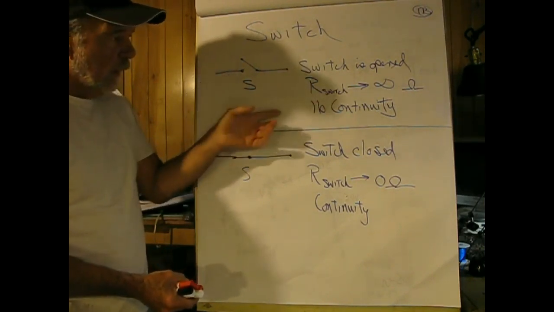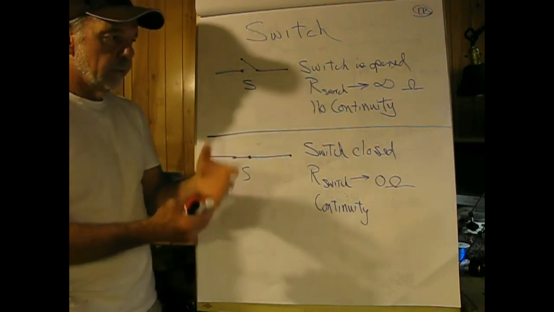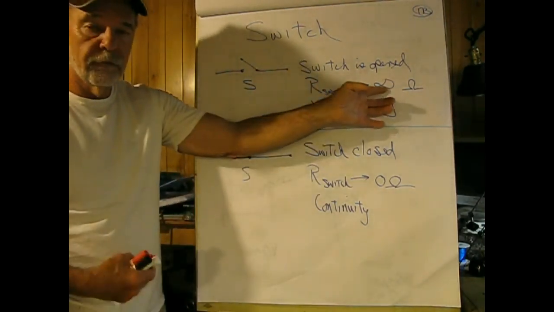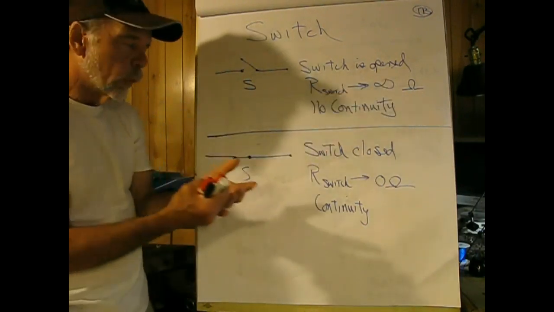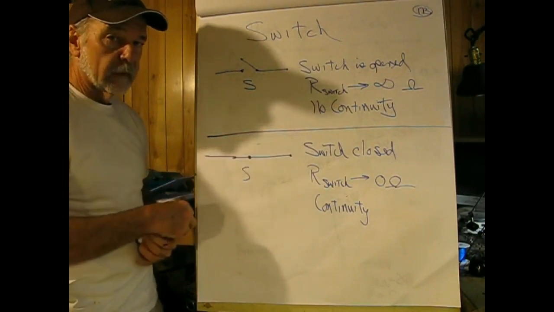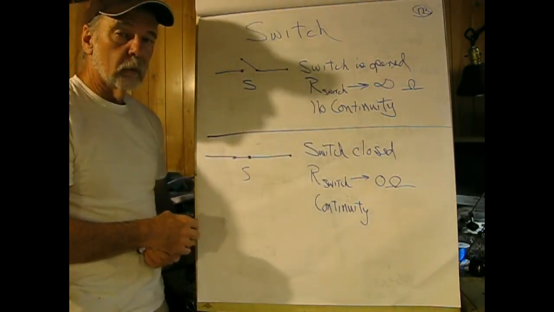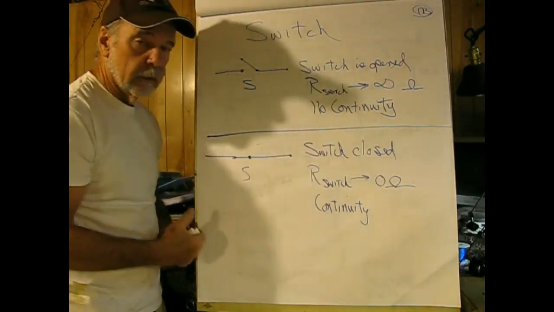That means that if we measure the resistance across the switch, it theoretically will approach infinity ohms. Realistically, it's going to leak a little bit, but for all practical purposes, we can figure that it completely interrupts continuity in the circuit.